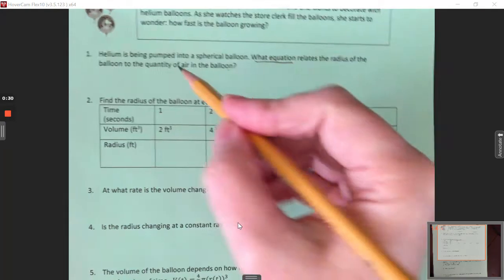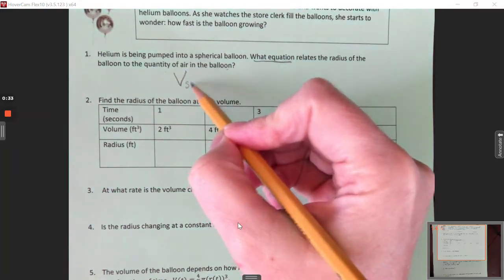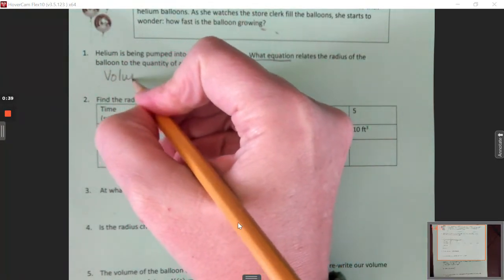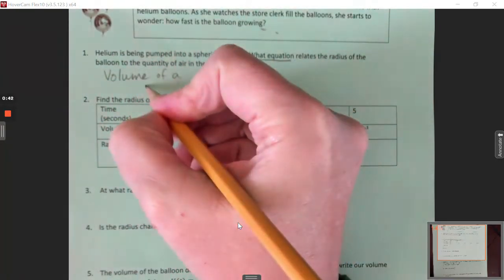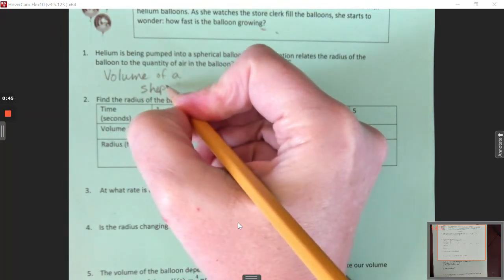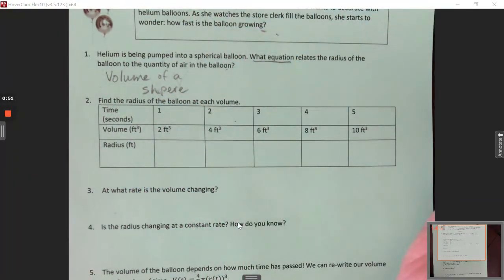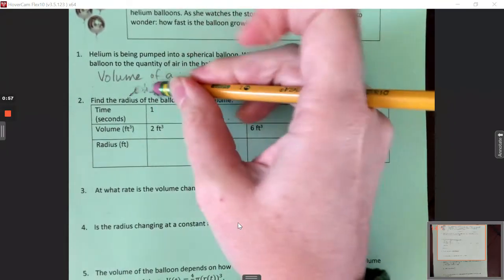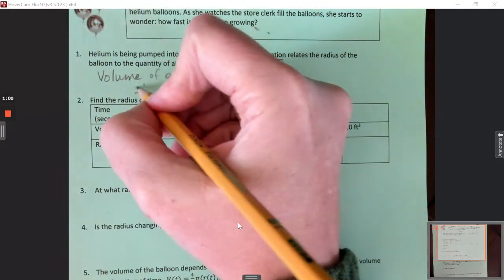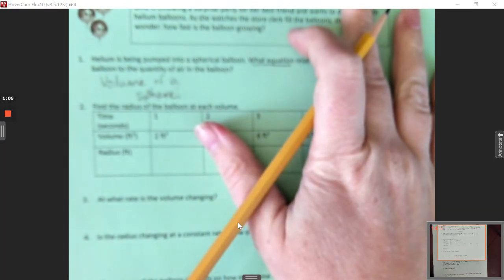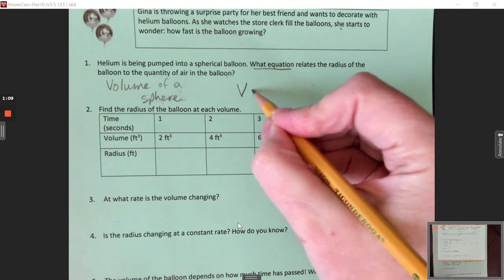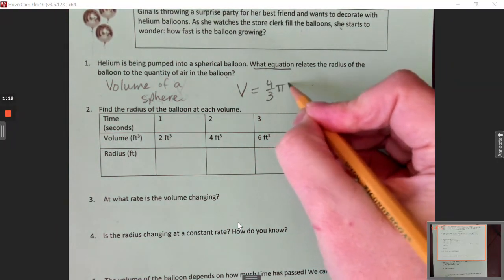So since it's a sphere, this is the formula for volume of a sphere. I don't know how to spell sphere. There we go. That's right. Volume of a sphere is equal to V equals 4/3 pi r cubed.